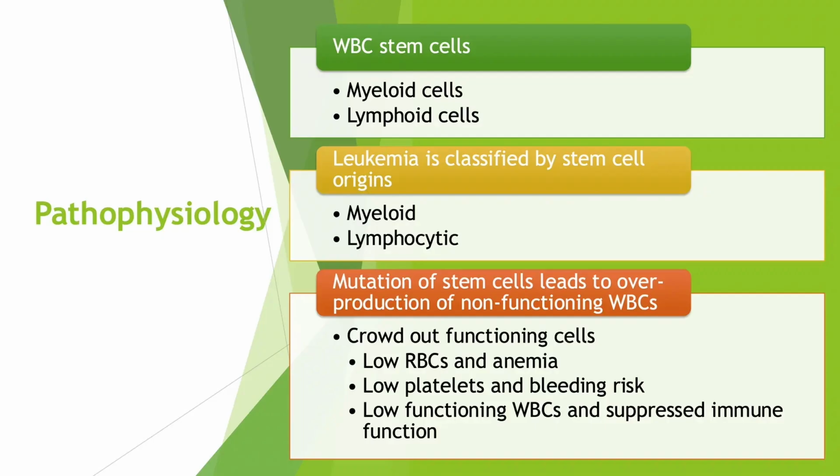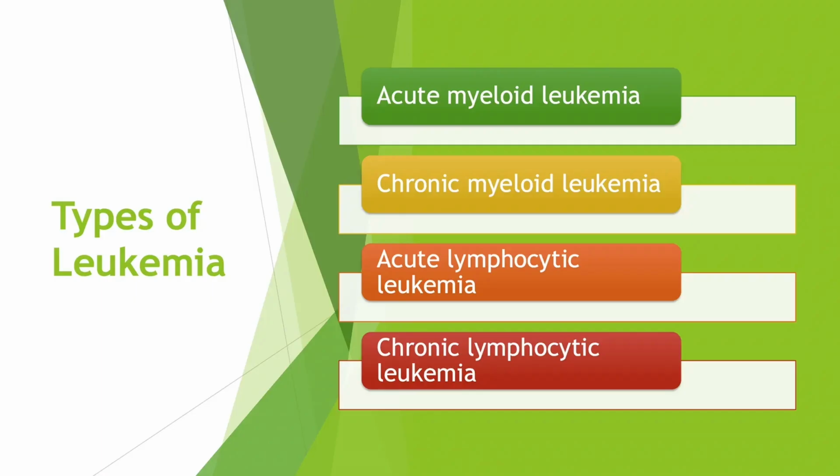The disease occurs when stem cells mutate, leading to overproduction of non-functioning white blood cells. These abnormal cells crowd out functioning cells, resulting in several problems: low red blood cells and anemia, low platelets and bleeding risk, and low functioning white blood cells with suppressed immune function. Leukemia is classified into 4 main types based on the cell line affected and the speed of progression. These are acute myeloid leukemia, chronic myeloid leukemia, acute lymphocytic leukemia, and chronic lymphocytic leukemia. Each type has distinct characteristics and treatment approaches.